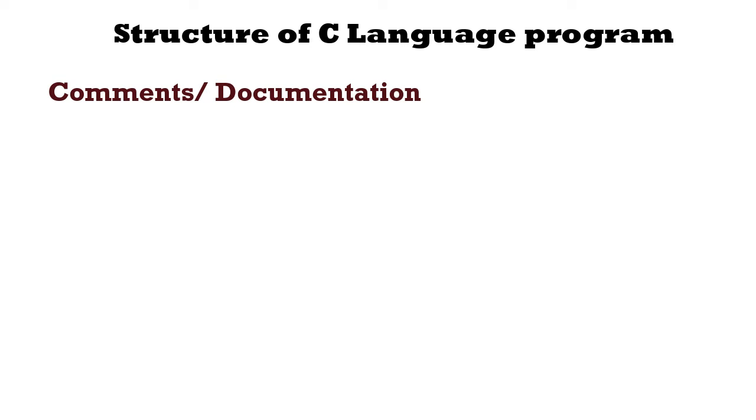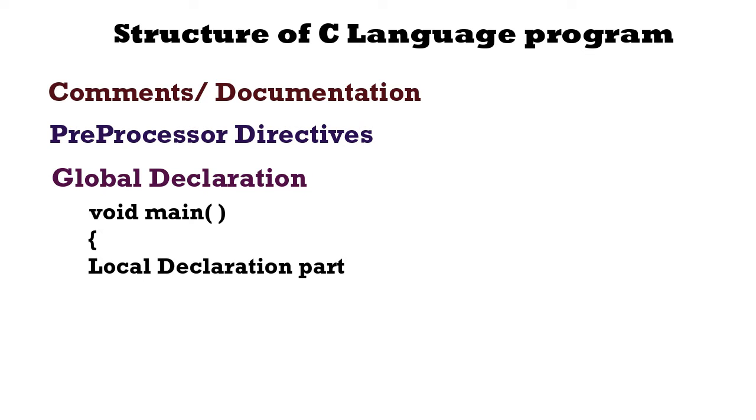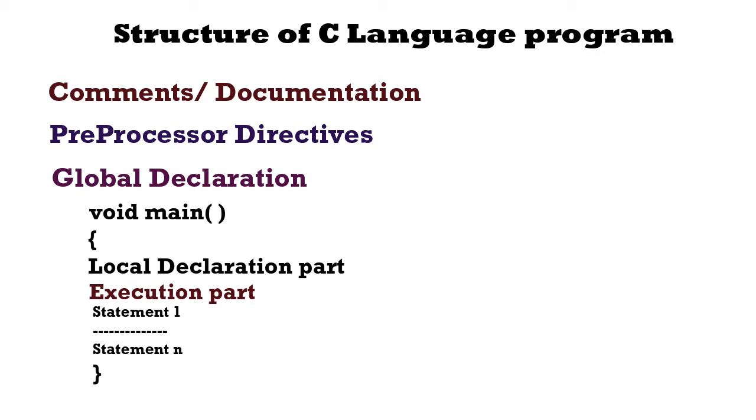The first section is the comments or documentation section. The next section is preprocessor directives. The next one is the global declaration section. Then we have the main function. Then we have the local declaration part in the main function, then the execution part, with statements like statement 1, statement 2, up to statement n in this main function. Then we have the user defined function.